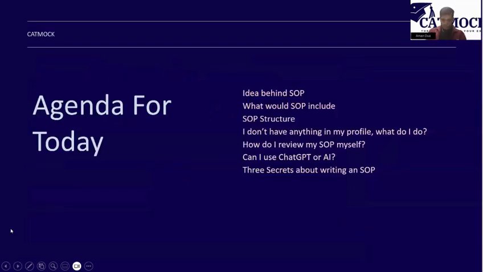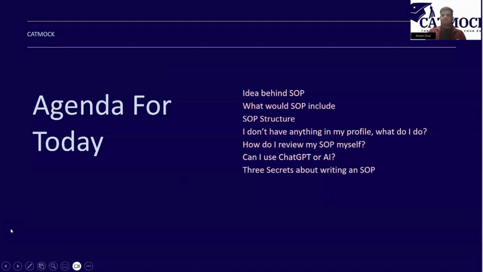So I've planned a lot of things for you today. We'll start by learning what is the idea behind an SOP. And the reason I want to cover this is because for a lot of you, this would be the first SOP you would be writing. And then we will move on to what your SOP would include and what the structure would be. So all the things that you need to include in it. This would be a very logical discussion. There is not much to cram here, but you'll logically understand.